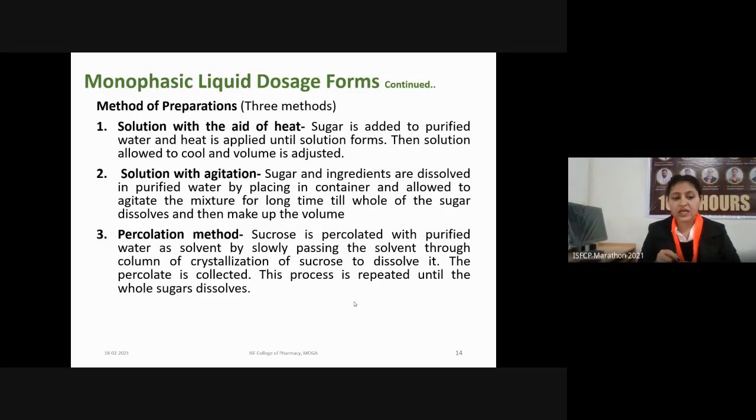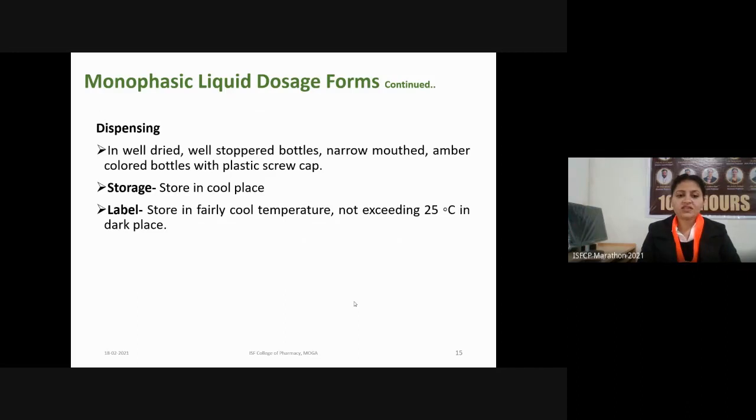The third process is the percolation method. Sucrose is placed in a percolator with purified water as a solvent, slowly passing the solvent through the column of crystallized sugar to dissolve it. The percolate is collected and the process is repeated until all the sugar is dissolved. These are the three methods by which we can prepare the monophasic liquid dosage form, that is syrup.